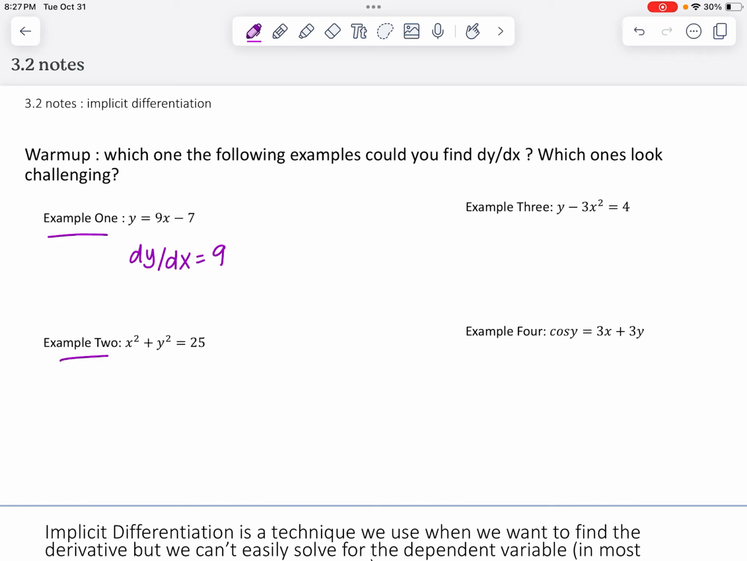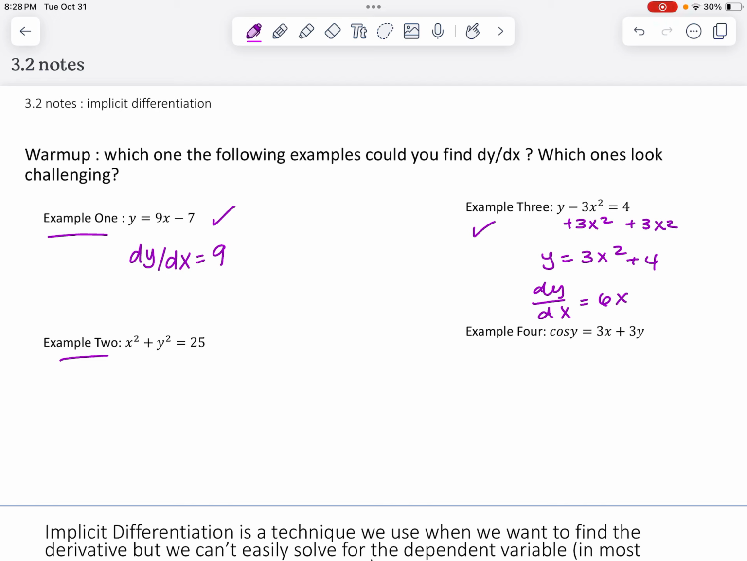Example 3, y is not solved for, but actually it'd be pretty easy to do this one. So I'm going to give this one a check mark because all you have to do is add 3x squared to both sides and you get y equals 3x squared plus 4. And then the derivative of y with respect to x is 6x. So those two are honestly not that bad.